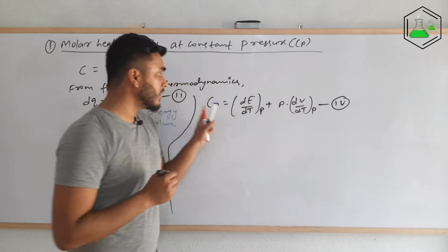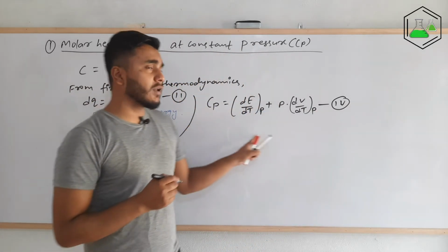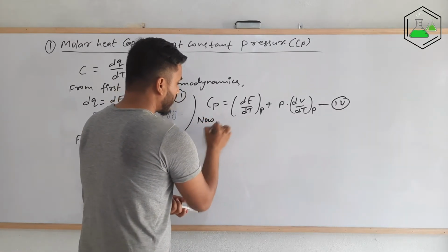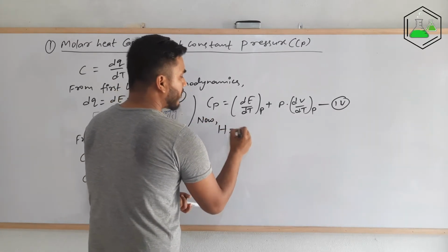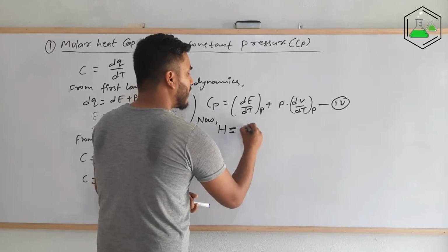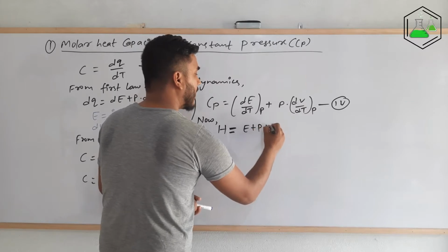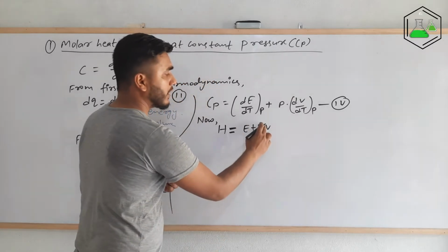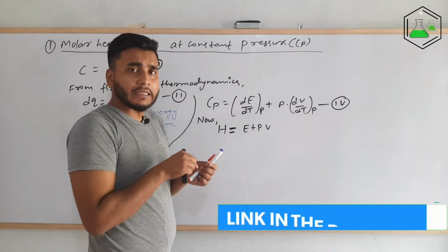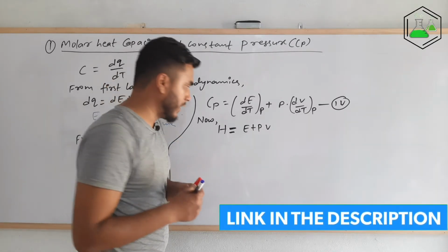At constant pressure, the value of heat capacity will be equal to this much. Now, we know that the enthalpy of the substance is given by the formula H equals E plus PV. I have already made a video about enthalpy. If you haven't watched that video already, please check the link in the description below. You will find the link over there.